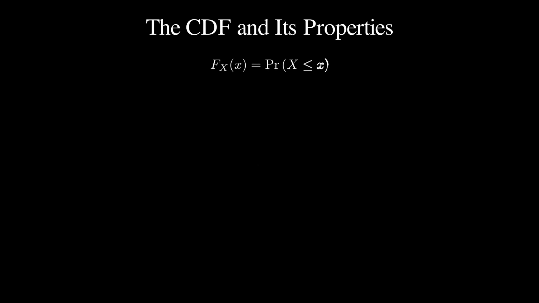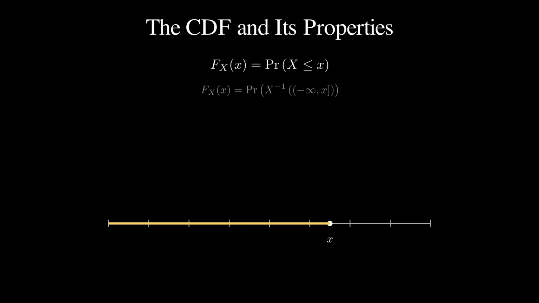Here it is. The cumulative distribution function of X at x is the probability that X is less than or equal to x. In terms of the sample space, it measures every outcome that X sends to the left of x. It exists for every random variable, discrete or not. That is what makes it a bridge. Its shape is constrained 3 ways.